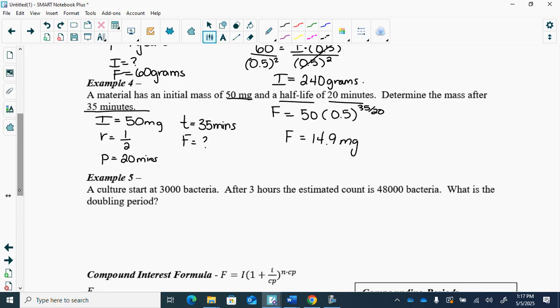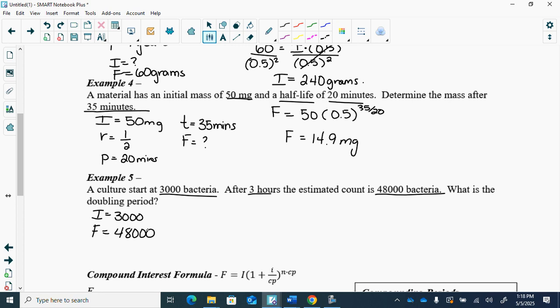Okay, a culture starts at 3,000 bacteria, so that's my I. After 3 hours, it's estimated to be 48,000, so that's my final. Is that T or P?